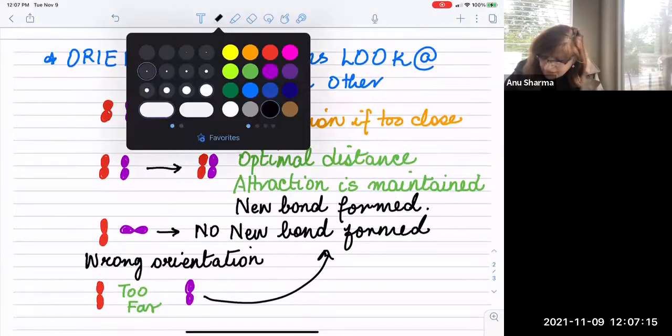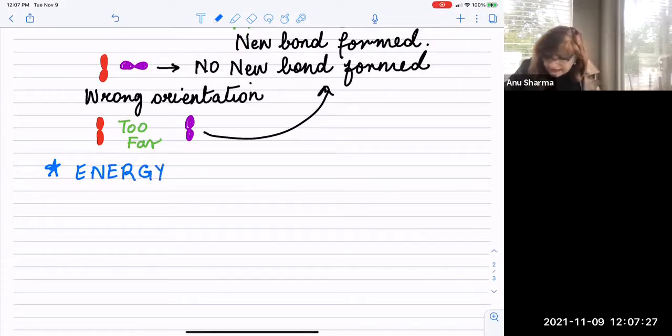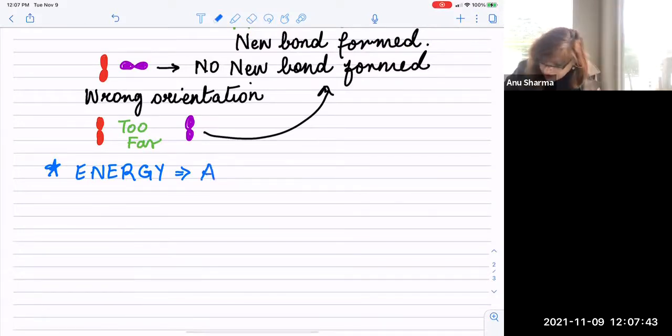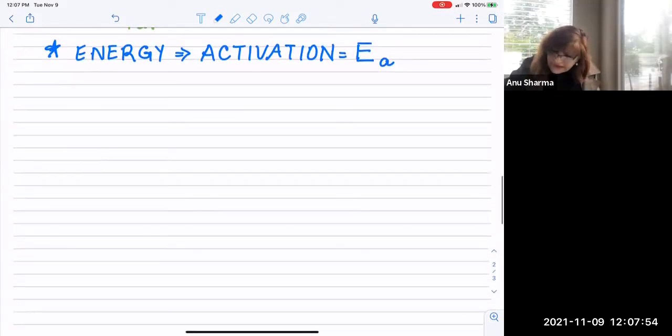Next is the energy. Just coming close to each other doesn't really help. It is the right amount of energy, and that initial energy that starts the reaction is the energy of activation. All reactions need that energy of activation. I'm going to put it as EA, energy of activation.